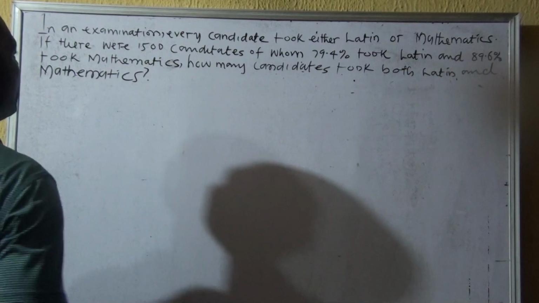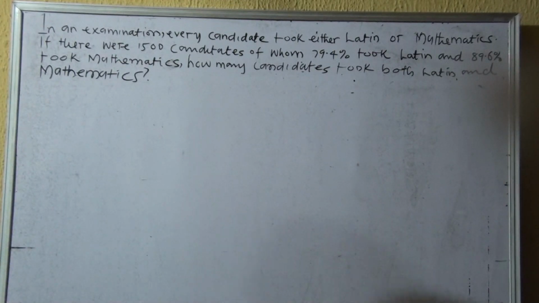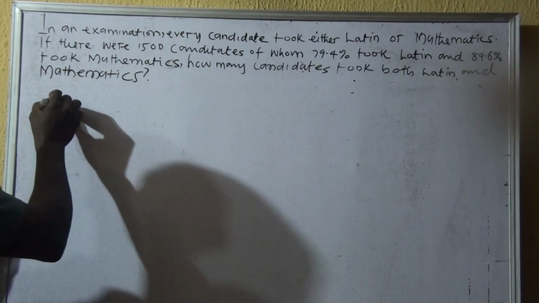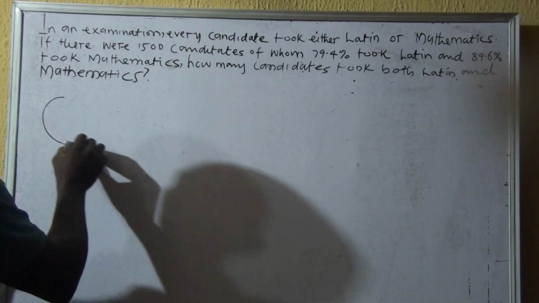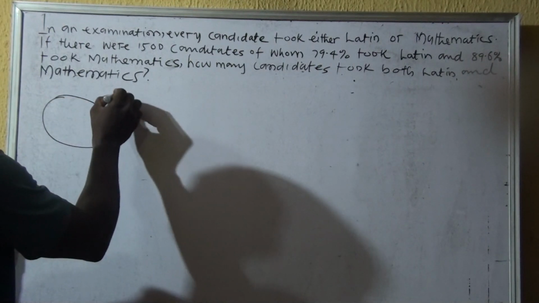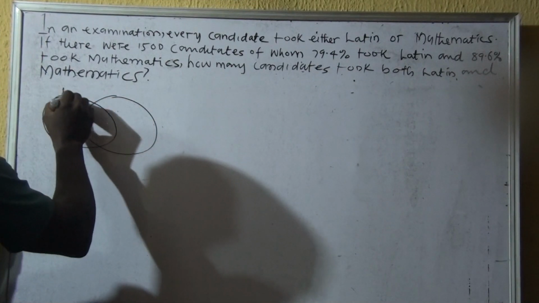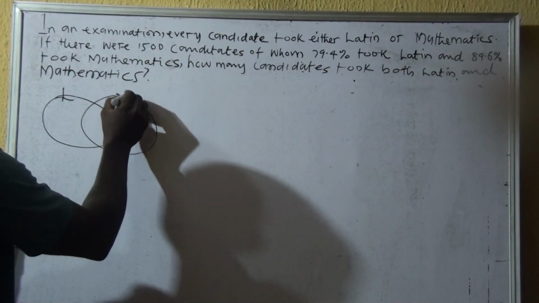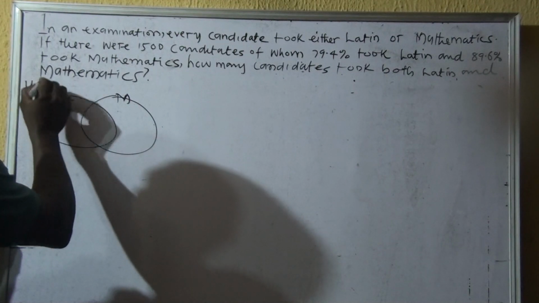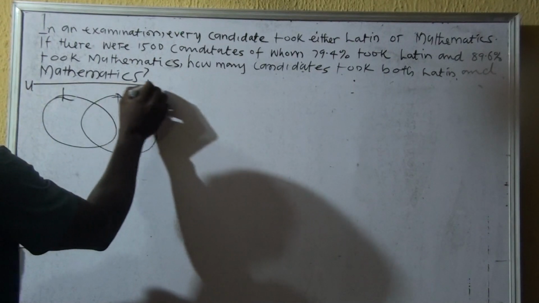Okay. Here, this is set algebra. Now, first, let's use the Venn diagram to illustrate this briefly. If here is Latin, here is mathematics, so we have the unions, the universal set here.